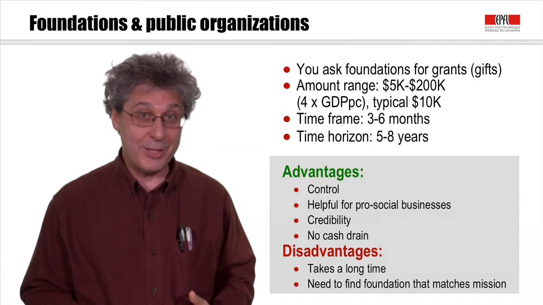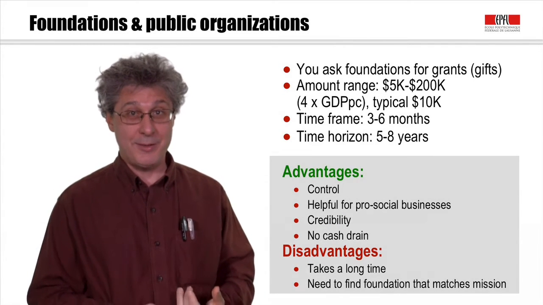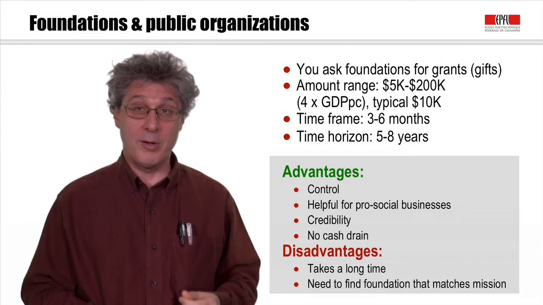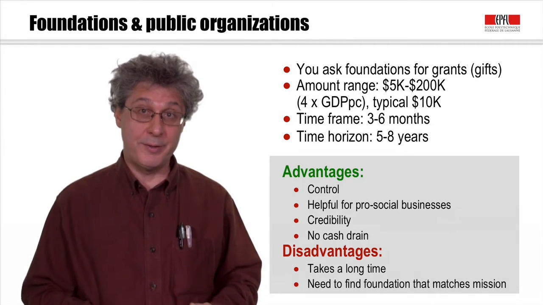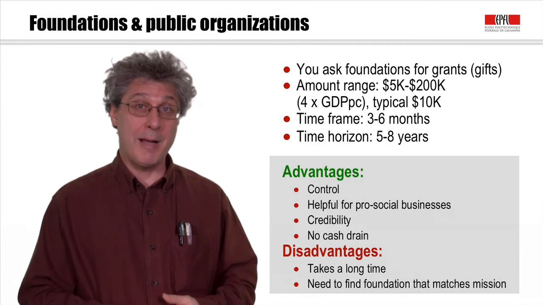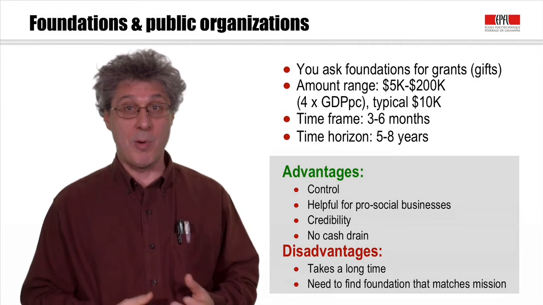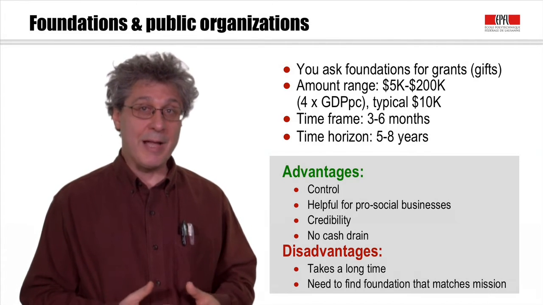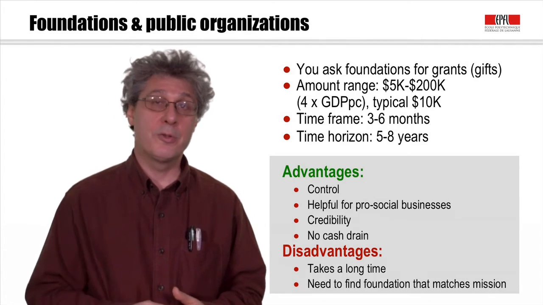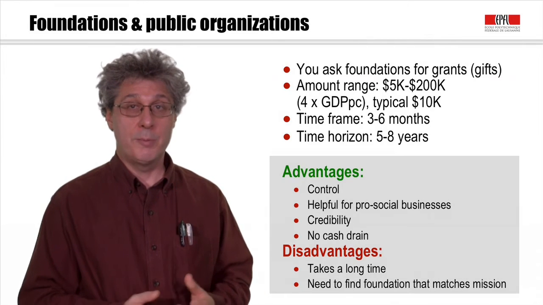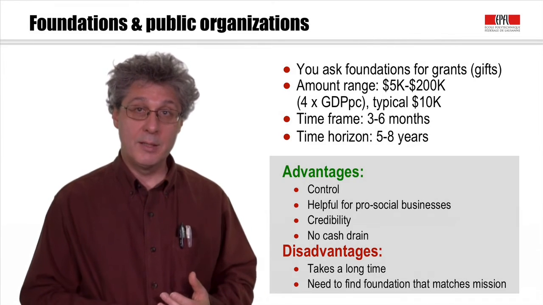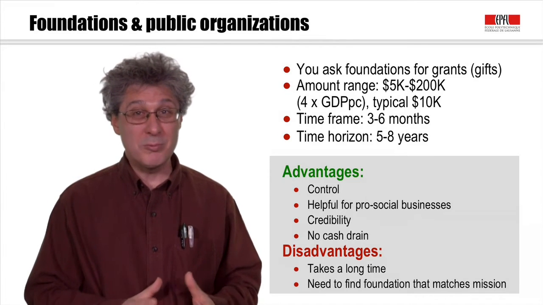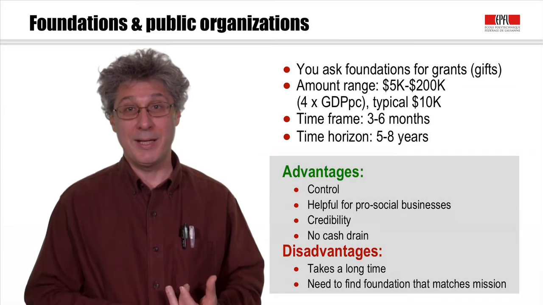Let's talk about foundations and public organizations. Now, these are the organizations that you go to when you are looking for a grant or a gift. The amount is usually on the smaller side, 5,000, up to 200,000 or so, which could be up to 4 times GDP per capita. A typical amount would be more like 10,000. So, relatively small amounts of money.